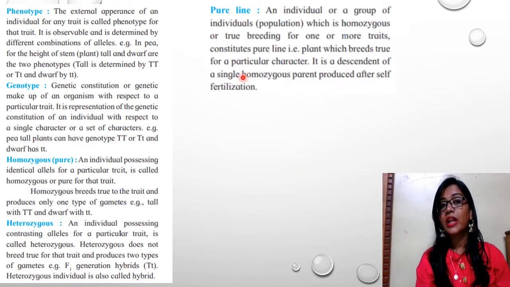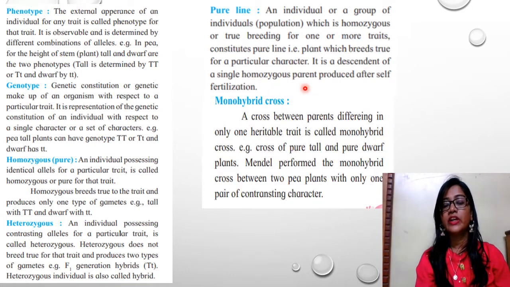What is pure line? An individual or a group of individuals or population which is homozygous or true breeding for one or more traits constitutes a pure line, and that is a plant which breeds true for a particular character. It is a descendant of a single homozygous parent produced after self-fertilization.